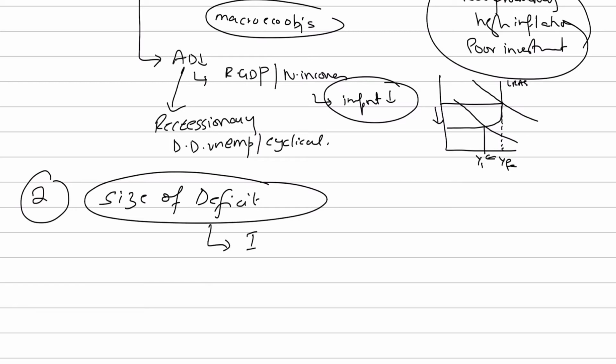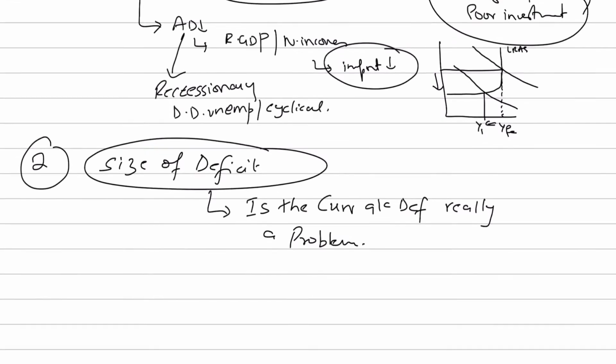Is the current account deficit really a problem? Is it really an issue for the government to be worried about? And should the government really be concerned about intervening and implementing expenditure switching, dampening or supply side policies? So the government has to consider this as well. What is the size of the deficit? If the deficit is small, it will not be difficult to finance.